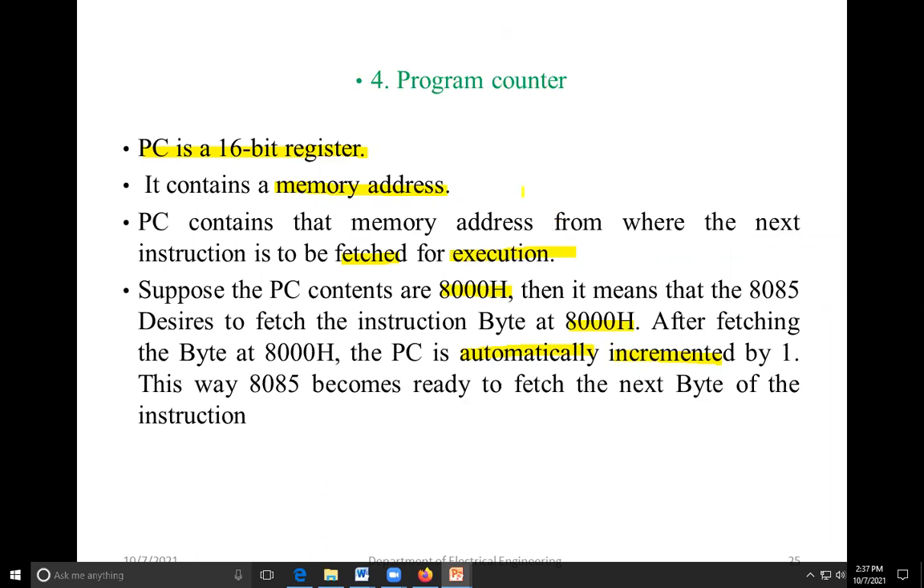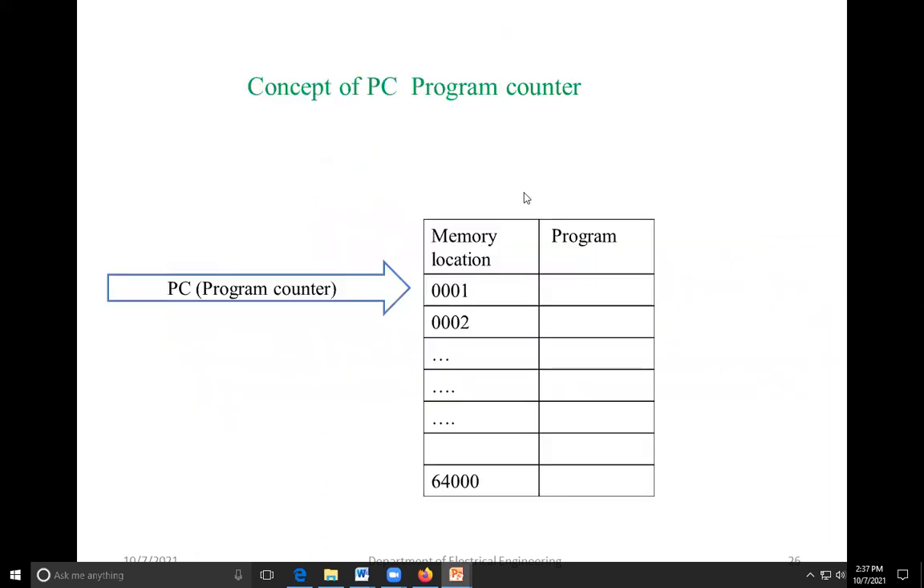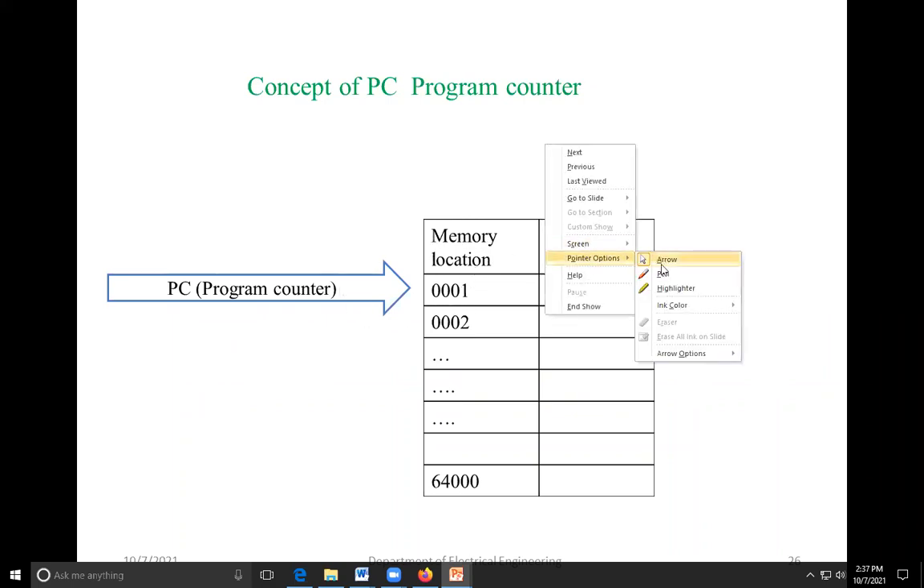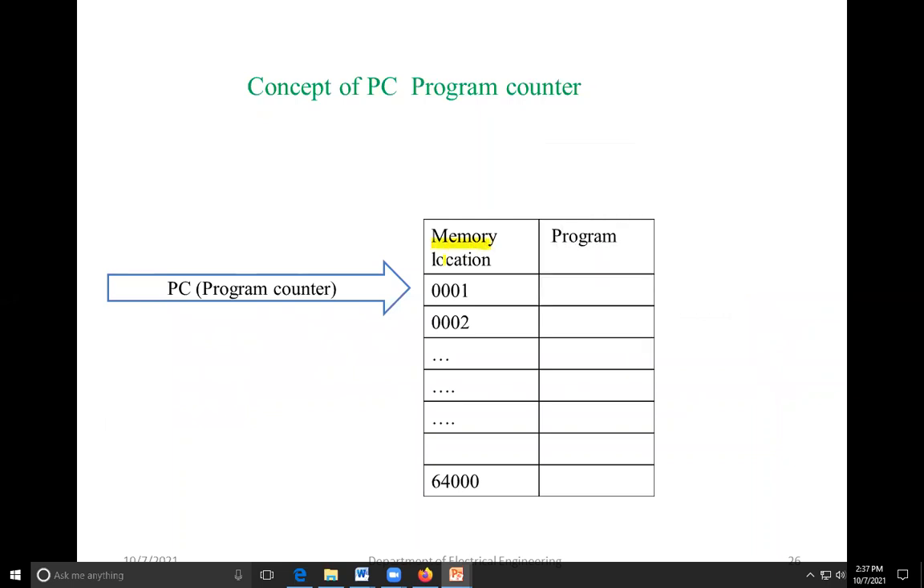Okay. So this is the program counter. Next is how it works. This is the memory location where you have to store the data. These are the locations: 001 to 6400 are the locations.